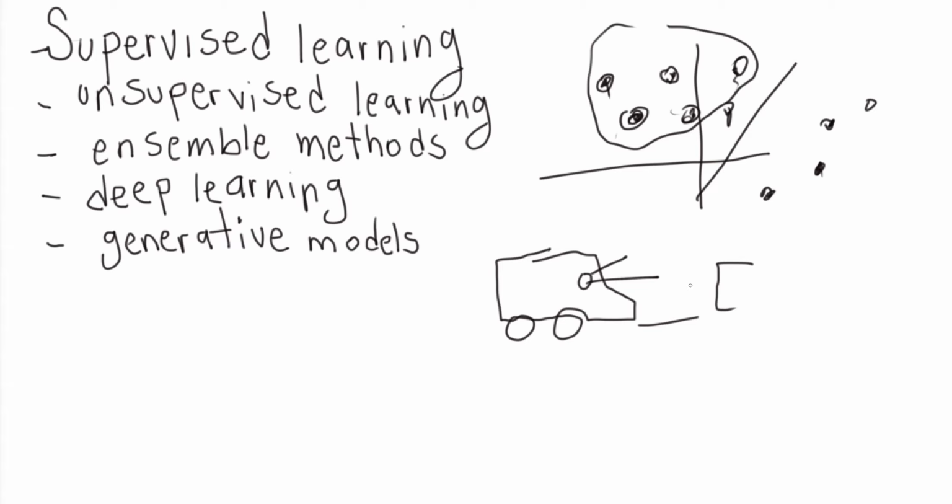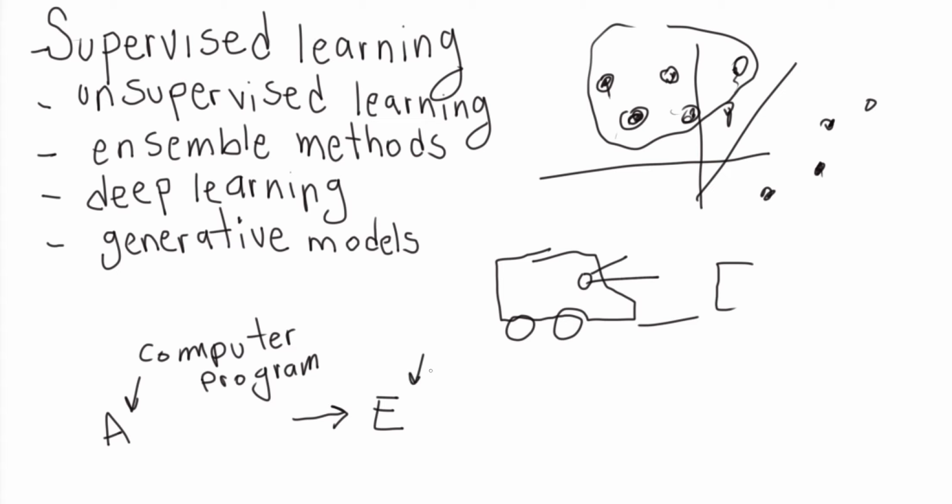So a formal definition of machine learning was given by Mitchell in 1997, and I'll write it down. Machine learning basically is: you have a computer program A that is learning from some experience E, which in this case is a supervised learning algorithm. So this is the experience.